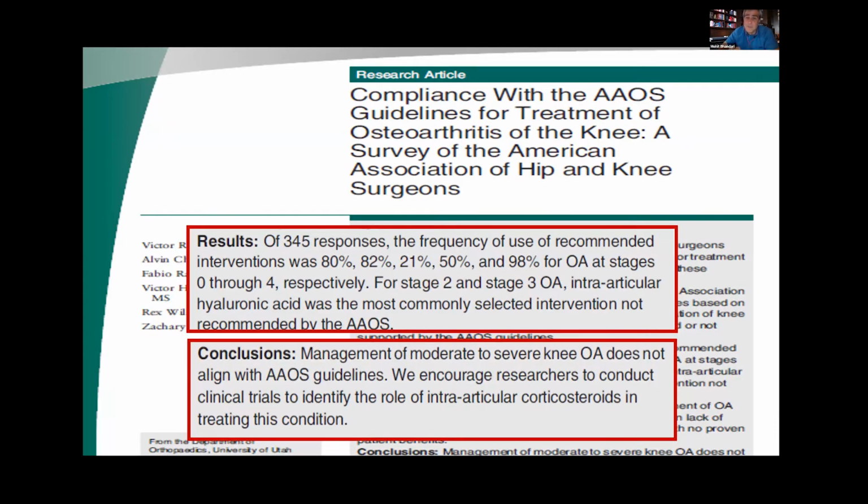This is interesting. The American Academy came out with this, not that long after they put out their guideline. They said, we don't recommend using hyaluronic acid. This is back in 2013. Then they said the interesting thing is that the management of moderate to severe knee OA doesn't align with AAOS guidelines. In fact, they were saying the most commonly divergent treatment was people using intraarticular hyaluronic acid despite their guideline.